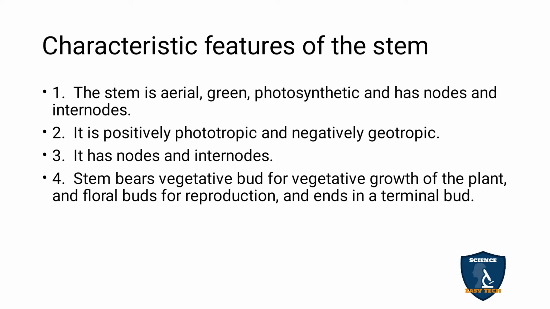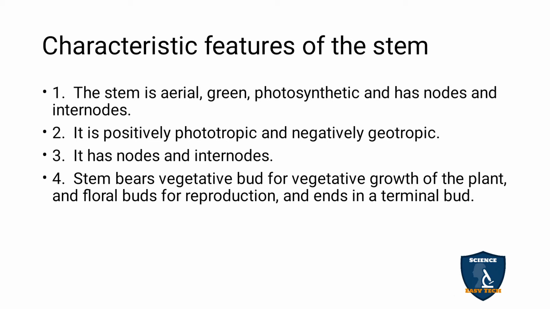Now we are going to see the characteristic features of the stem. The stem is aerial, green, photosynthetic, and has nodes and internodes. The stem is green in color. Aerial means it grows towards the sunlight. Photosynthetic means that due to the presence of green color, it is able to produce its own food with the help of sunlight. It is positively phototropic and negatively geotropic. Phototropic means it grows towards the light, that is called positive phototropic. Negatively geotropic means it grows away from the soil.